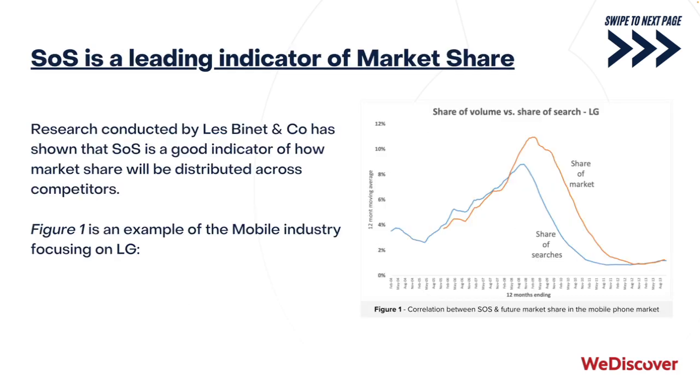So why is this useful and why is this something we should be thinking about when looking at marketing data? Share of search has been shown to be a leading indicator of your market share. Research conducted by the Les Binet Group showed that for the phone market, share of search was a good leading indicator of what happened to their market share. In this instance, it was around a 6-month lead to lag kind of effect.